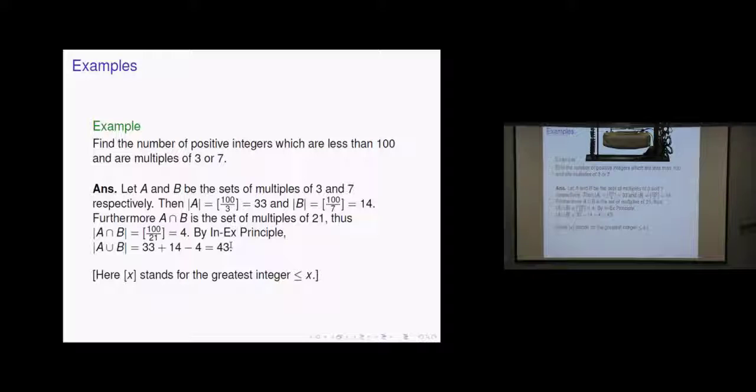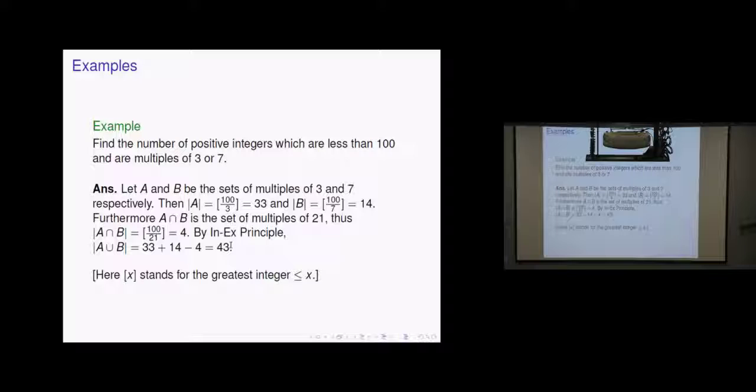Now, however, you have to count the intersection. Now, 3 and 7 are relatively prime. There's no common factor. So if you are a multiple of 3 and you are a multiple of 7, you are a multiple of 21. So you can count the number in the intersection by using this, right? 100 divided by 21. So you get 4.